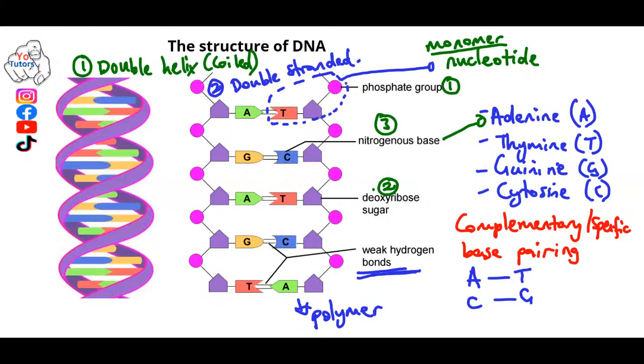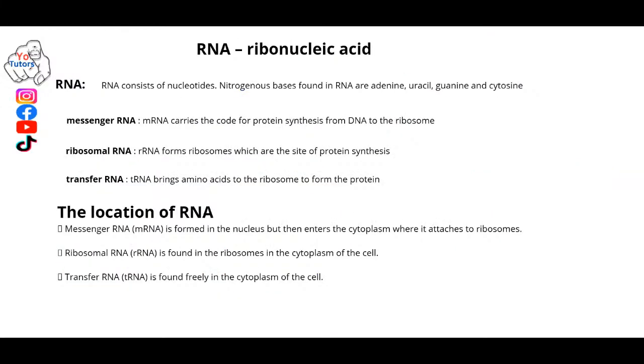Now, let's move on to another nucleotide that we must remember, which is the RNA. What is RNA? It's ribonucleic acid, and RNA consists of nucleotides. And we know now the structure of the nucleotide that we have got. We have the phosphate group. We have the sugar. We also have what is called the base.